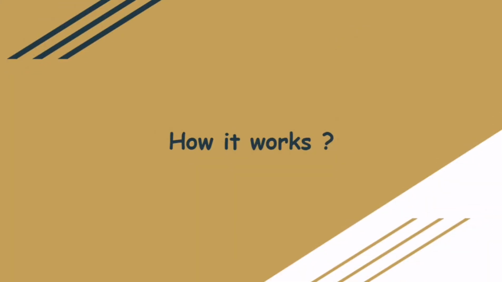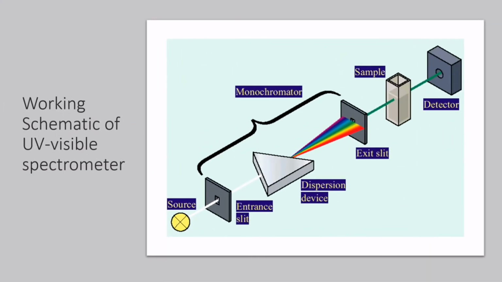Next, let's see how the UV-Vis spectrometer works. UV-Vis spectroscopy refers to the characterization techniques that measure the absorption of radiation by a material as a function of the wavelength. It measures the absorption of a beam of light after it has passed through a sample or after reflection from the sample surface. This is the working schematic diagram of a UV-Vis spectrometer.